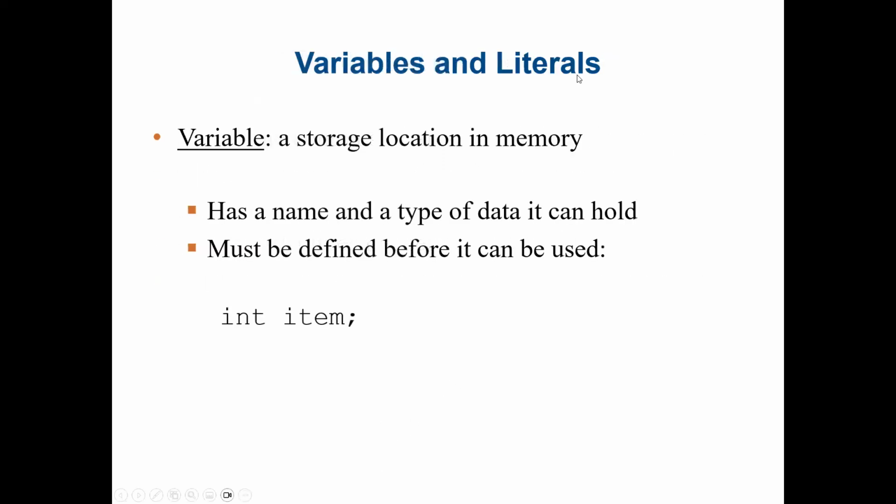Also, we saw variables and literals. So a variable, as we said in our previous lecture, is a storage location in memory. So if I have a value 20, I want to store it in my computer, I will declare a variable. 20 is a whole number, so it's int. So anytime we declare a variable, we state the data type, what type of data we are going to store. It can be a whole number, it can be a decimal number, it can be a character, etc. So here we say int item. That means we can only store a whole number into the item variable.